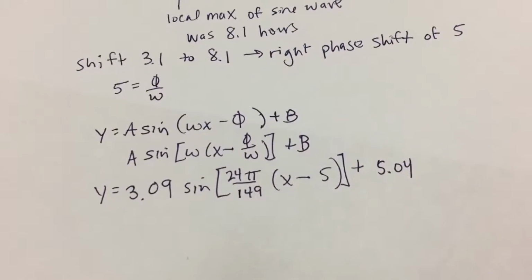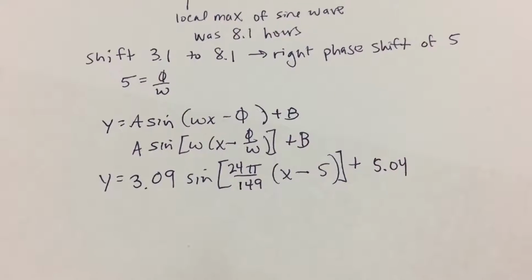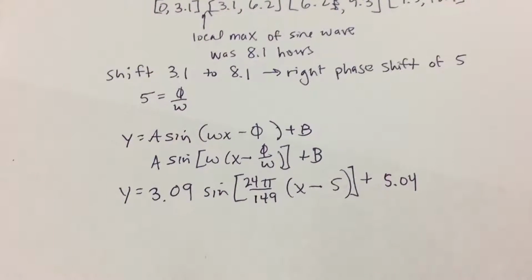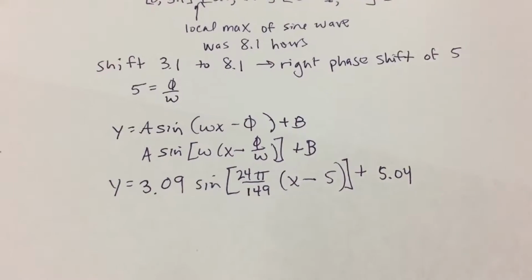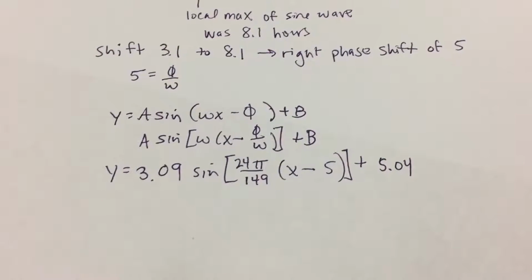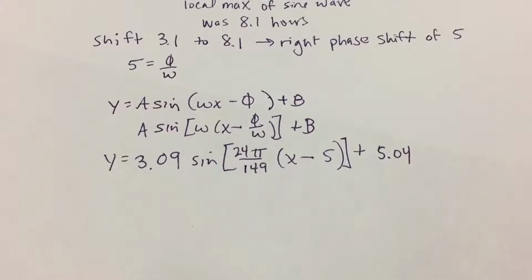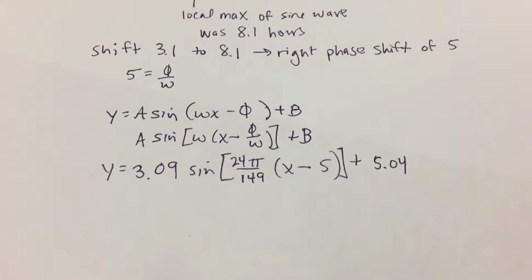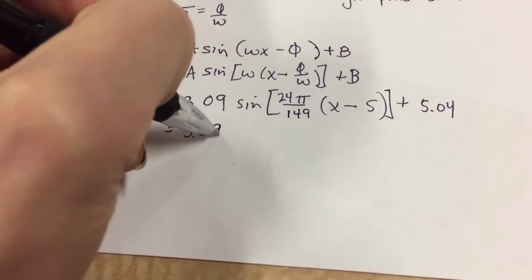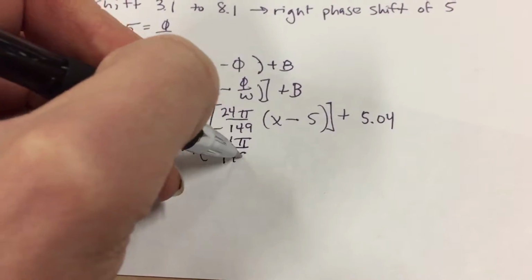In your book, the answer was acceptable without distributing this 24 pi over 149. If this were a test or quiz, I would let you know what I wanted. But you could distribute this if you wanted. It would be 24 pi over 149 times x minus 120 pi, since 24 times 5 is 120, over 149. That would be fine. In fact, let me just write that. If you're asked to simplify, this is what you should do.